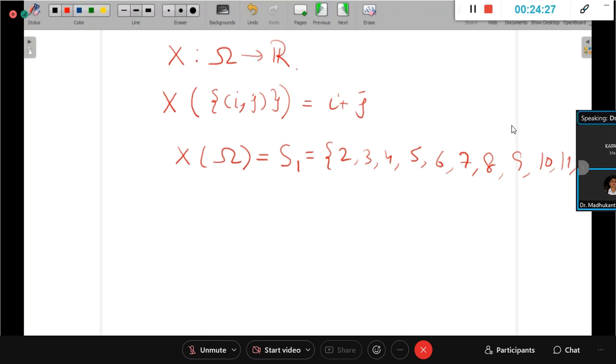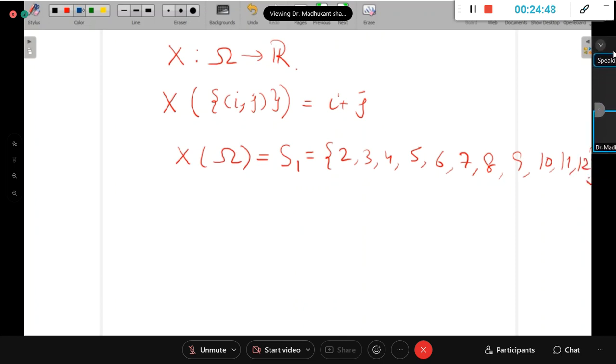So the range is this set. The range is finite here, right? A finite set. Now, also what we are interested in is assigning the probabilities. From here onwards, we are going to use the so-called abuse of notation. In mathematics, it is known as abuse of notation.